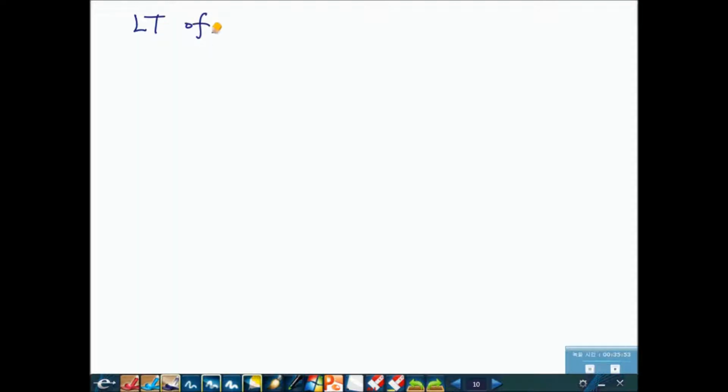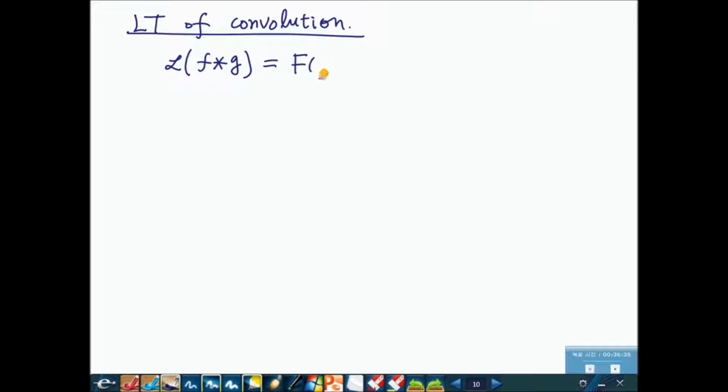So, Laplace transform of convolution. And you'll know why we need convolution from this Laplace transform. Laplace transform of f star g is F(s) times G(s), or the Laplace transform of f times the Laplace transform of g. This is really important.